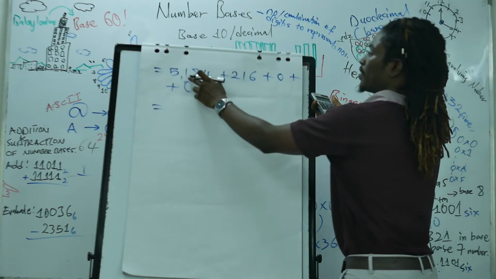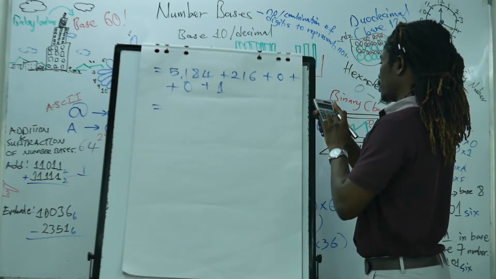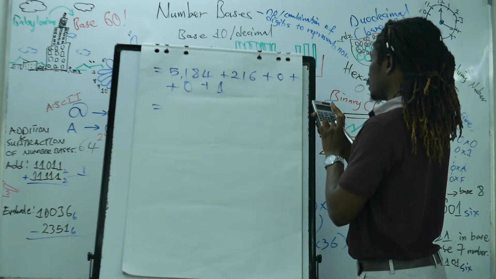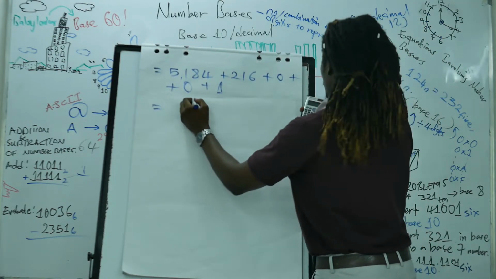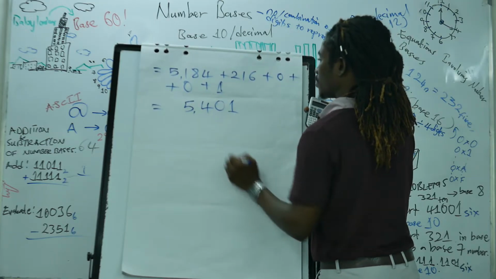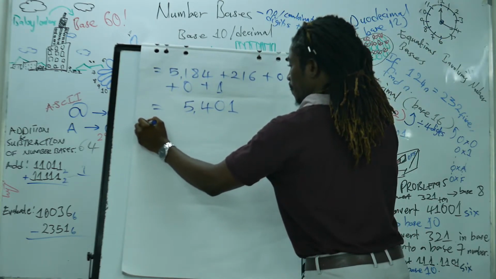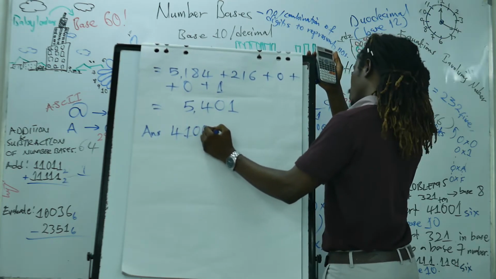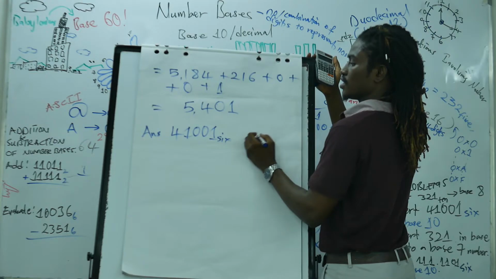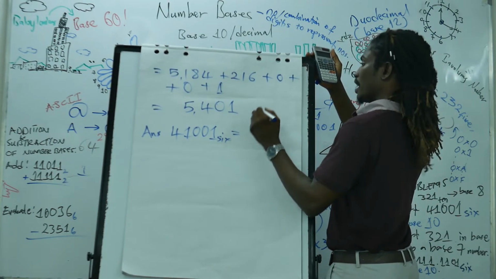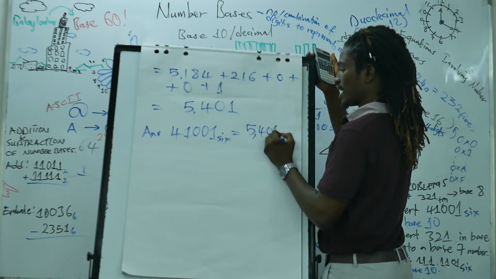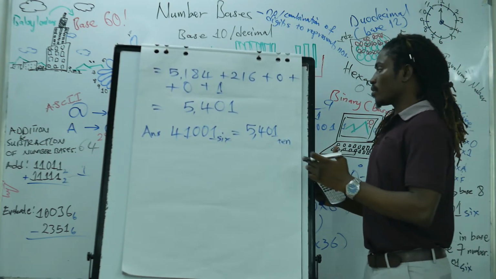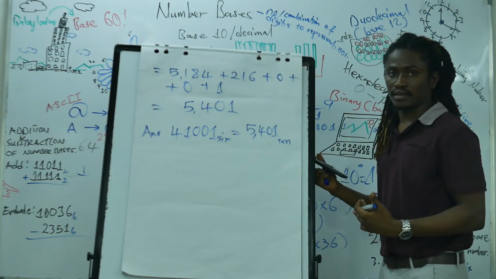So this will be equal to 5,184 plus 216 plus 1 is 5,401. So the answer, the number 41001 in base 6 is equal to this number here, 5,401 in base 10. So that's how you convert a number from another base to base 10.